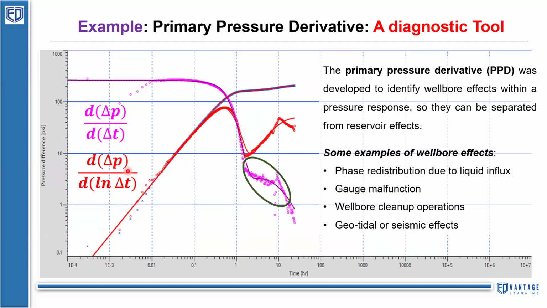So the d by d delta t of delta p is your derivative PPD, and your actual derivative is d of delta p by d of ln delta t. So this PPD will also be discussed in this course. This is an example. We will also discuss some more advancements in this course. That is something unique about this course. So I suggest you take this course.